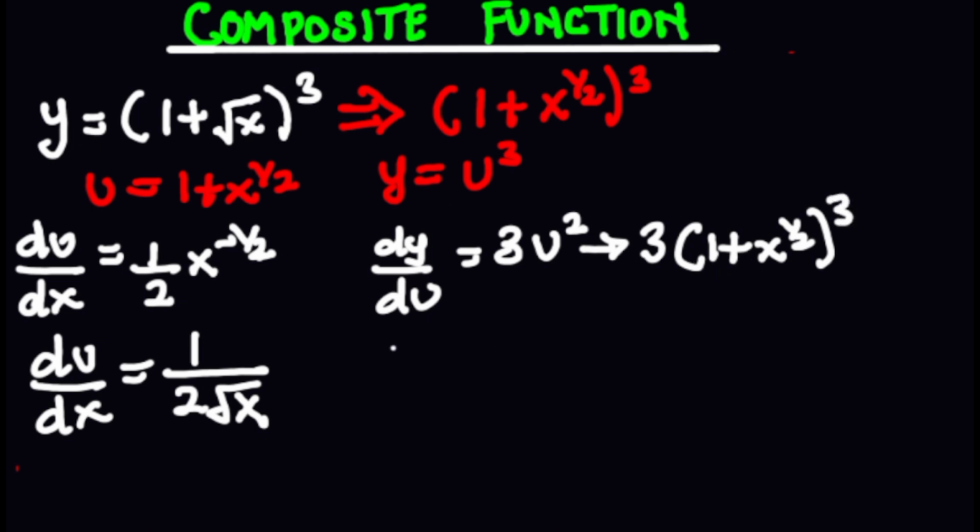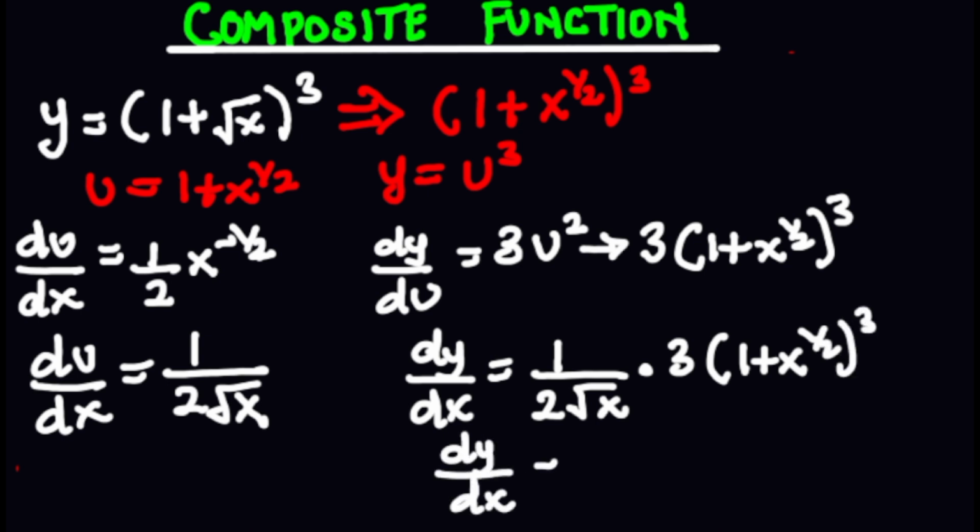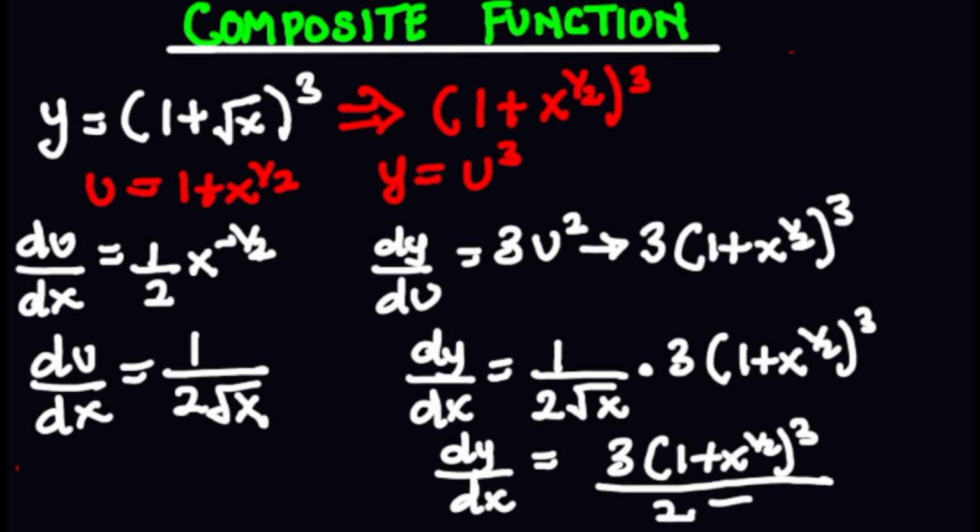So in that case, I'm going to have dy by dx equal to 1 divided by 2 root of x, then multiplied by 3 into bracket 1 plus x to the power of 1 over 2, all this to the power of 3. Then if I simplify a little bit further, I'm going to have this equal to 3 times 1 plus x to the power of 1 over 2, all this to the power of 3, then divided by 2 root x, and this is going to be the answer.